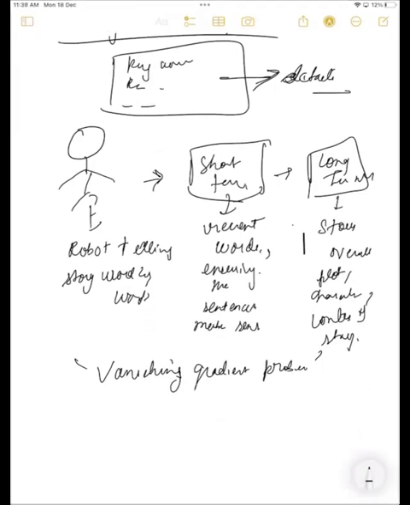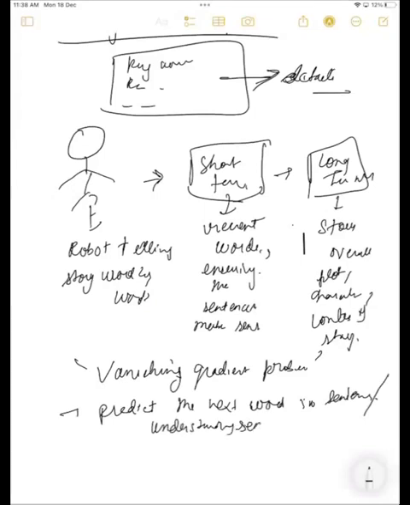So why do we need this LSTM? We need LSTM for prediction. We can say, predict the next word in a sentence, or understanding the sentiment of a paragraph.